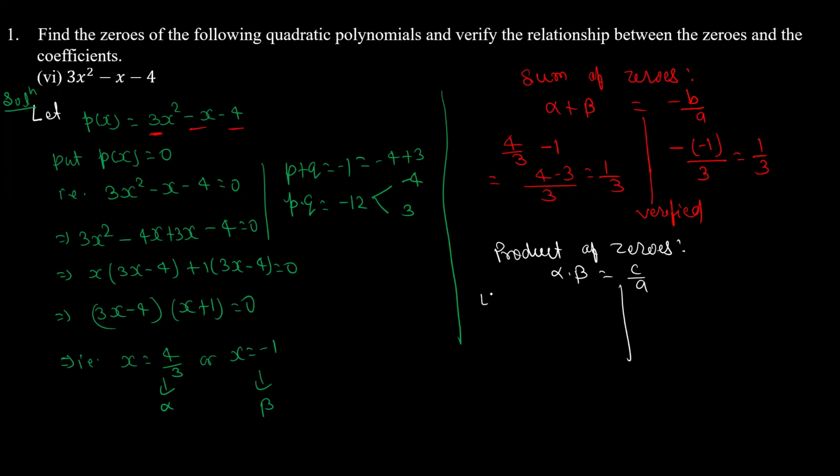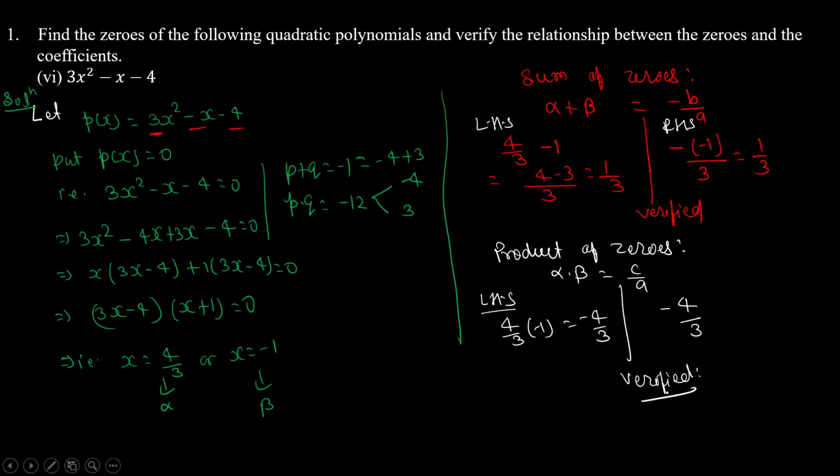So finally here LHS, you can write here also LHS, this is the RHS. तो LHS क्या है, अल्फा इंटू बीटा. अल्फा क्या है 4/3, बीटा इज -1, so we have -4 upon 3. C क्या है -4, A क्या है 3, so finally both are equal. This is also verified. Okay. So like this, we have completed the exercise 2.2 first question.